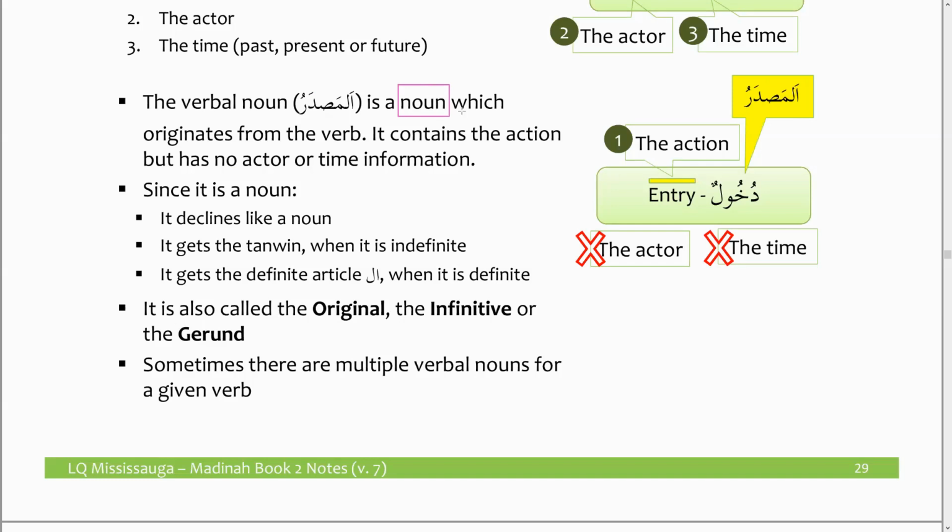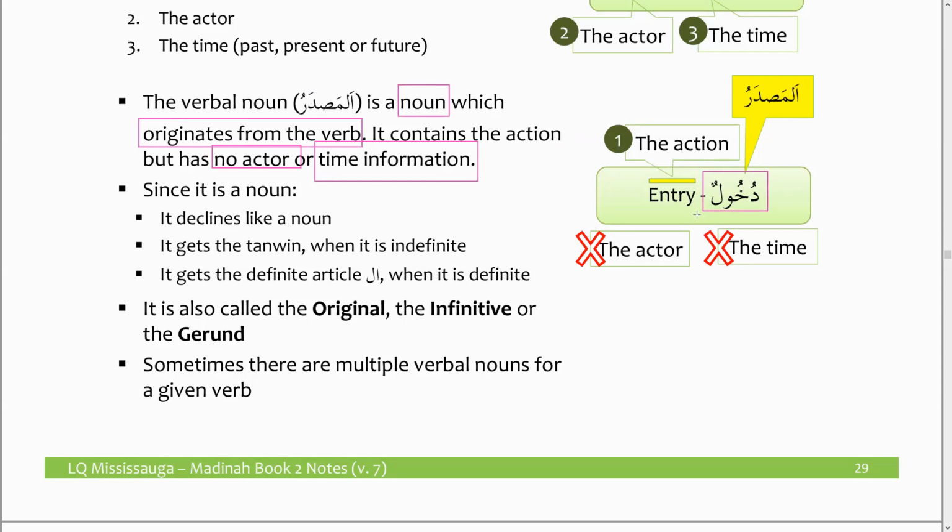It's ulta, right? Which originates from the verb. Many scholars say the noun doesn't come from the verb, but the verb came from the noun. It contains the action but has no actor or time information. It is called masdar. So every verb should have a masdar, like dakhala yadkhulu dukhulan. Dukhul is the masdar.